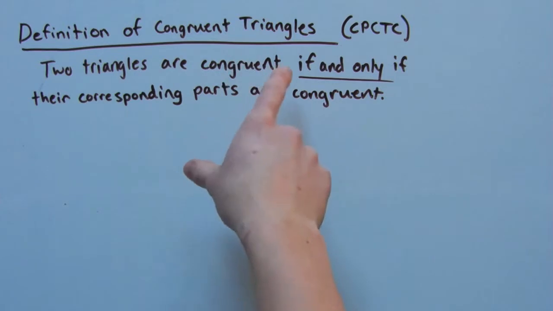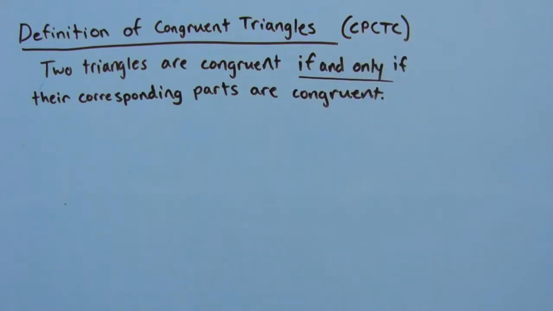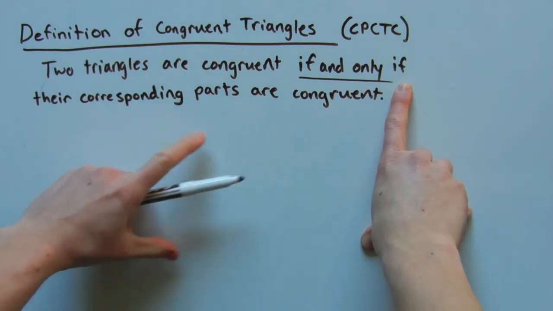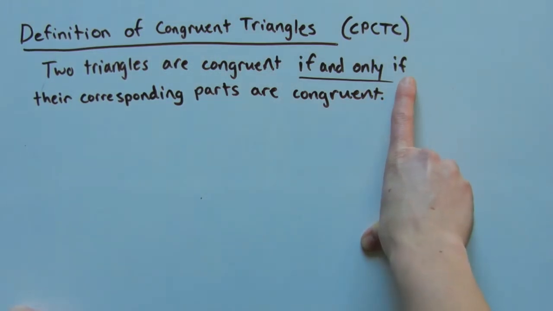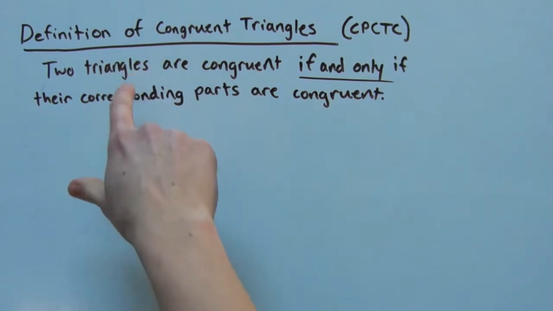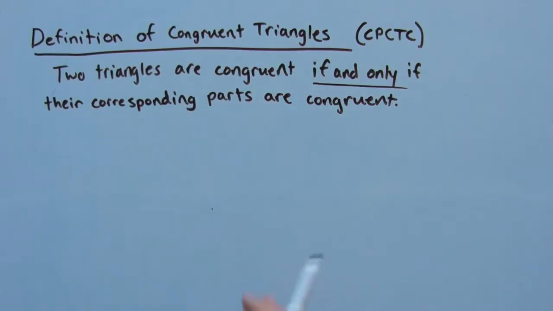The definition of congruent triangles, or CPCTC, the shorter acronym that stands for corresponding parts of congruent triangles are congruent, says that two triangles are congruent if and only if their corresponding parts are congruent. Remember, if and only if is biconditional, so the hypothesis implies the conclusion and the conclusion implies the hypothesis. Let me illustrate a picture.